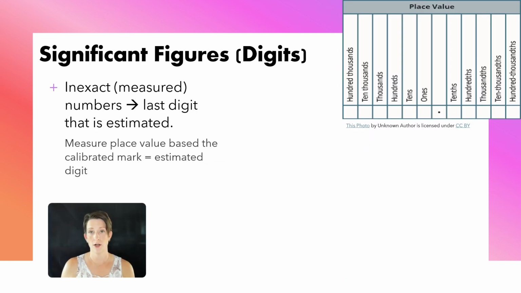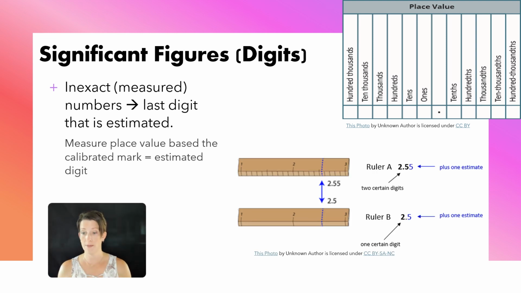So how do we determine these inexact numbers? Well, first, we need to have a measuring tool and know what base unit we are going to be measuring in. Looking at our first example, here we have a ruler. We have a line which we want to measure. When we are doing this, we have ruler A versus ruler B.